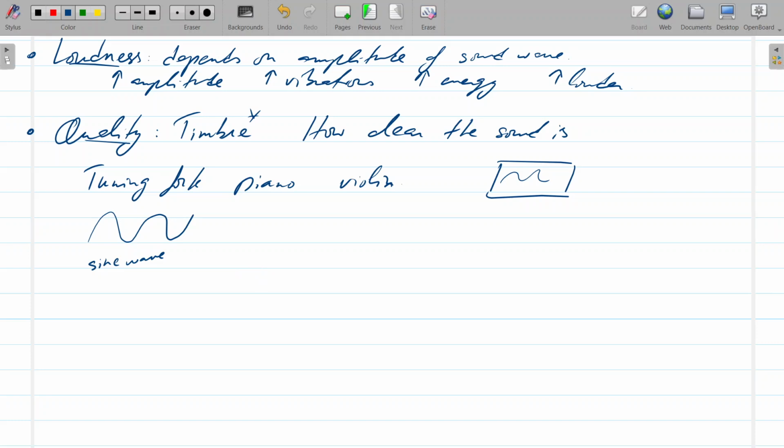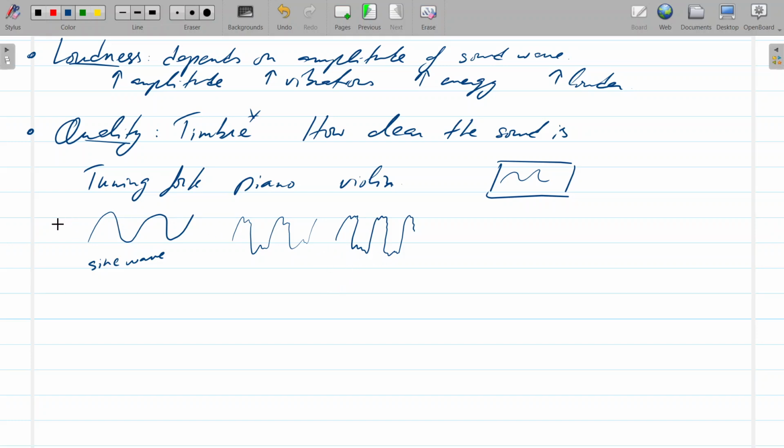For a piano, it's sort of like this. It follows the same frequency and amplitude, but it has other frequencies mixed in. And for a violin, it's even more. Now obviously it's better represented in the text, but just to give you an example.